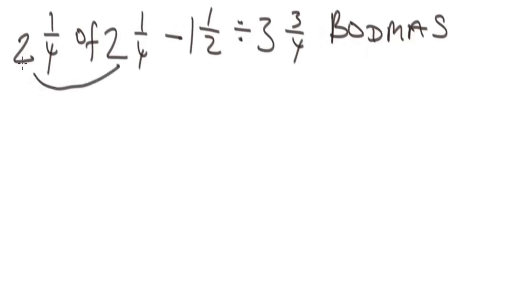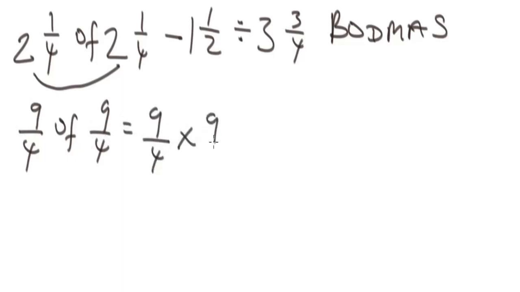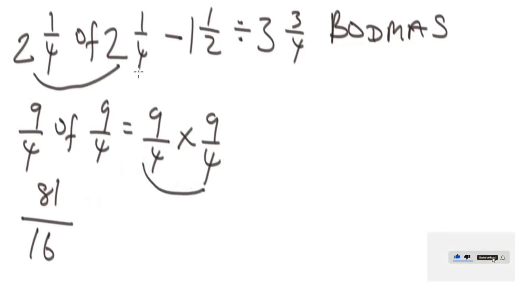Let's simplify this guy. So 4 times 2 is 8, plus 1. We have 9 over 4 of 4 times 2, 8 plus 1, 9 over 4. This is the same as 9 over 4 times 9 over 4. So when you simplify it further, you're going to have 9 times 9 is 81 over 4 times 4 is 16. So now that we have simplified this guy here, let's look at the next letter in this acronym, which is our division.